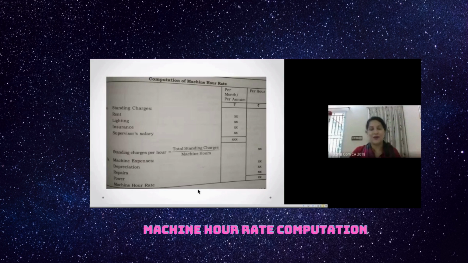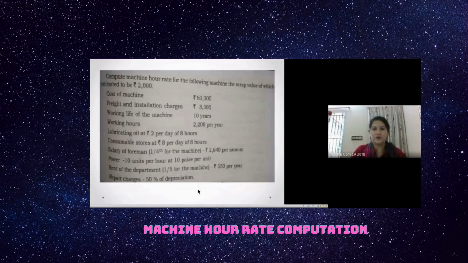So likewise, we will classify the statement showing the computation of machine hour rate into two parts. The first part is standing charges, and the second part is those related to the machine expenses. That is the categorization which we would be doing with the computation of machine hour rate. Now I'm just going to show you an example which will make it clear for you. For example, in this question we can see that we are asked to compute the machine hour rate from the following information, right?